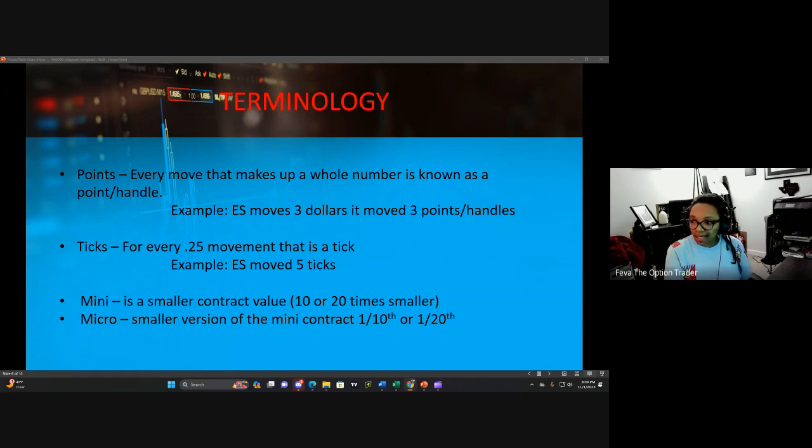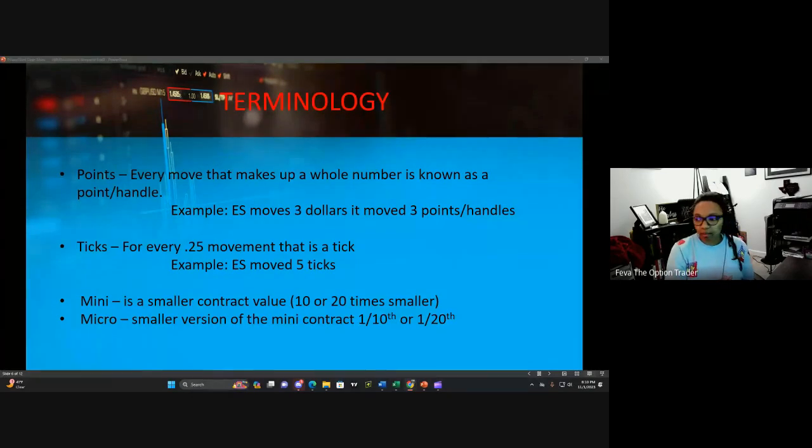And then there are different styles that people play. They play the minis, which is a tenth of the actual, let's say the NASDAQ is a tenth of it. Right now NASDAQ is at 14,700, and you're not going to play that entire 14,700. You're going to play a mini contract of that, which is going to be a tenth or a 20th of that. A micro is a smaller version of the mini, again a tenth or a 20th of that contract.